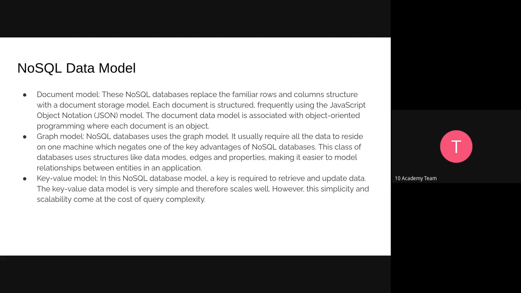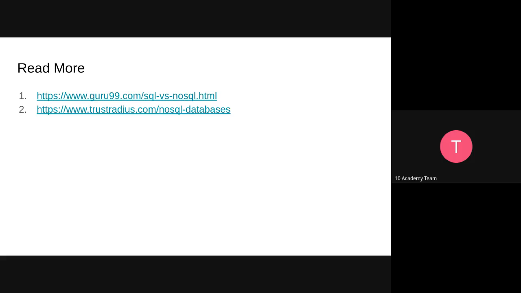And then the key value model is similar to the JSON model. A key is required to retrieve and update data. The key value data model is very simple and therefore scales well. However, this simplicity and scalability comes at the cost of query complexity. What this means is that you can't ask the database for any particular data without knowing the key. So you can't get a value without knowing the key. This is like our dictionary in Python. And then you can get more information from the listed site here.